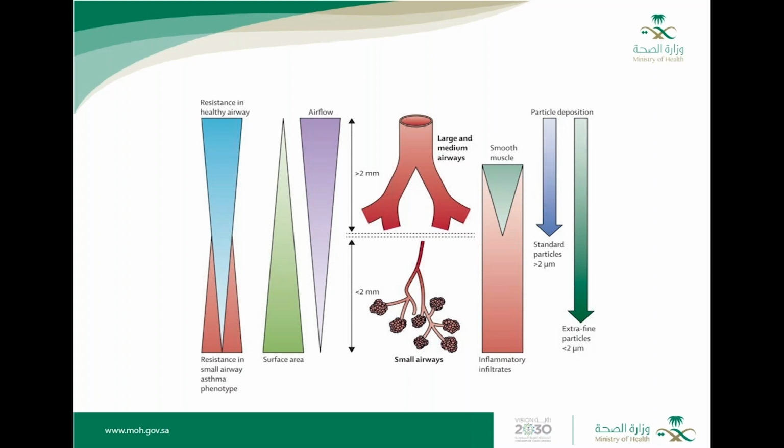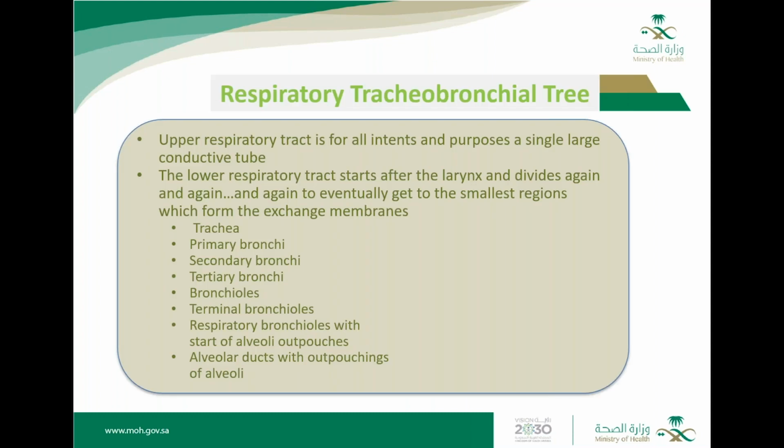Now, the upper respiratory tract is, for all intents and purposes, a single large conducting airway. It's the primary airway, where all the flow is going to go through. We call it bulk flow. For example, we have only one trachea, so all the air we breathe in is going to flow through the trachea. The lower respiratory tract, however, starts after the larynx and divides again and again into multiple divisions, creating the smallest regions, which form the exchange membrane.